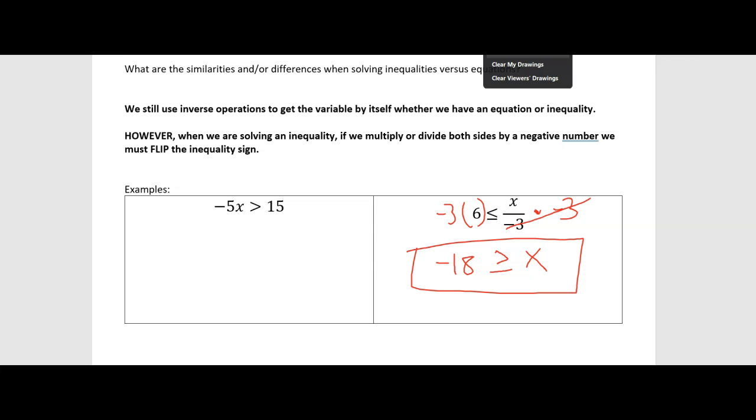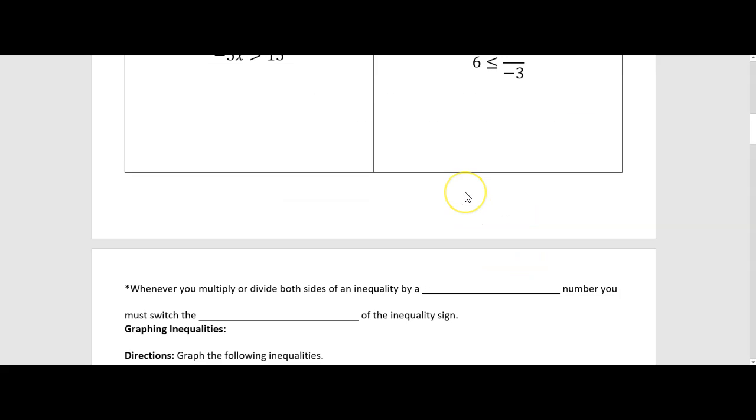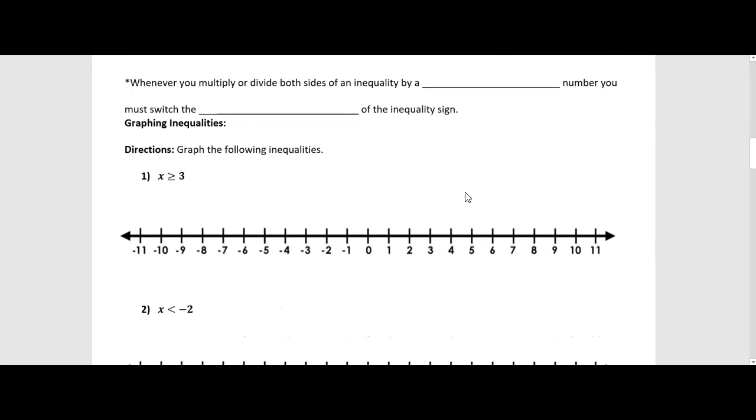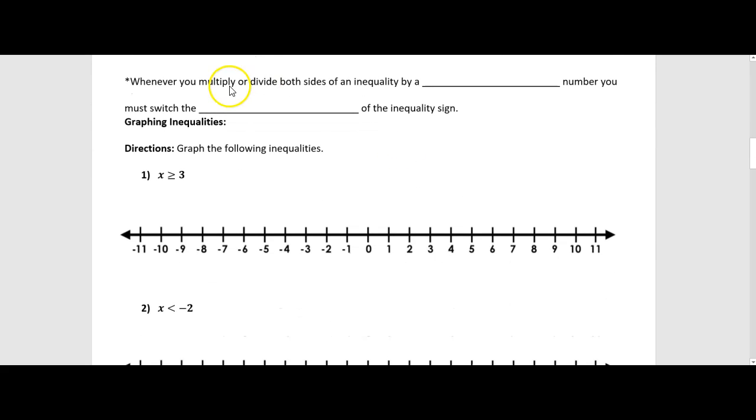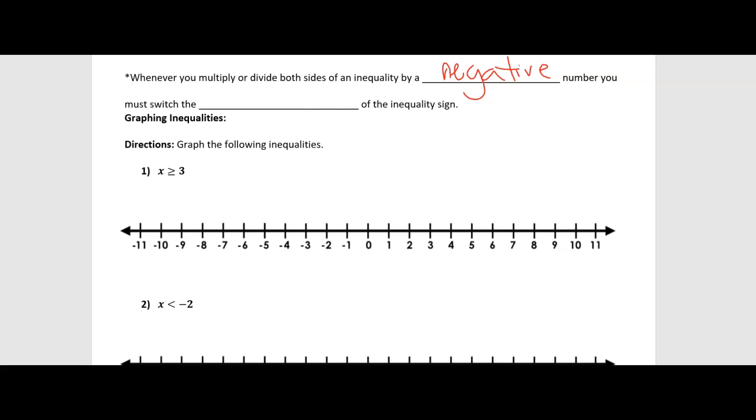All right, let's keep on going. I think we're now going to get some practice with this. This is just filling in what we talked about above. So whenever you multiply or divide both sides of an inequality by a negative number, you must switch the direction of the inequality sign.